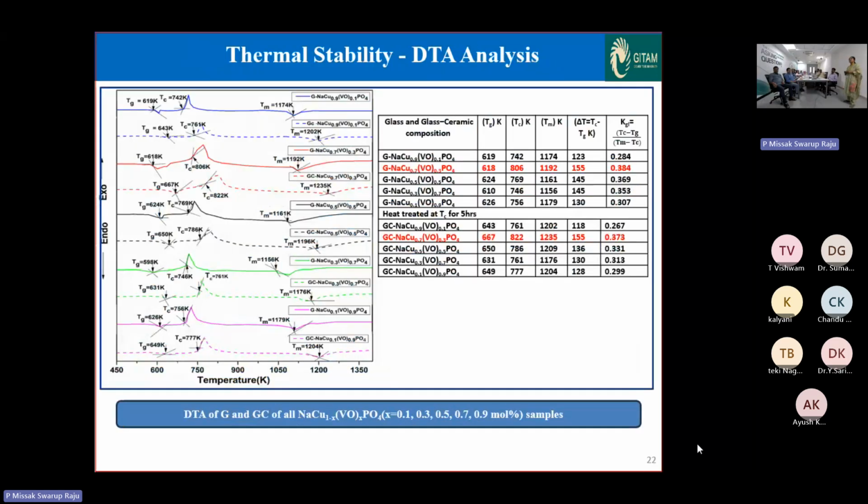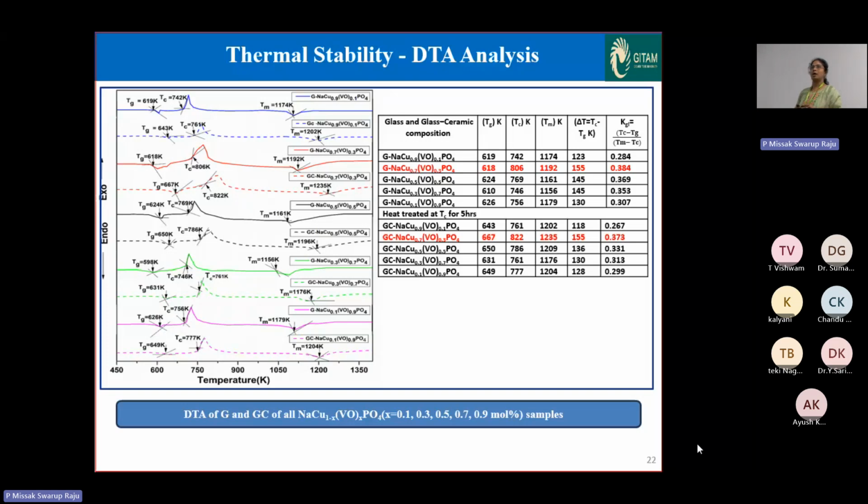This one is one of the characterization techniques, differential thermal analysis. Here the glass and glass ceramic values are measured. The TG, TC and TM values are monitored using DT analysis. I entered all these values of TG, TC and TM. Delta T is the glass stability parameter, and the best sample compulsorily has high values. So 150 is the high value compared to the remaining values in glass composition, with the KGL value equal to 0.3.